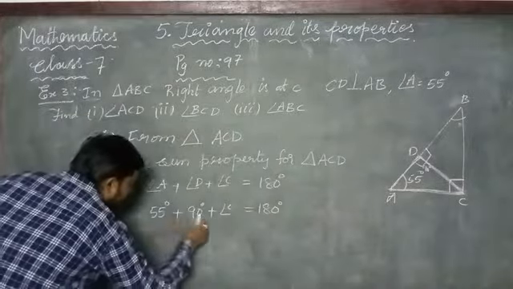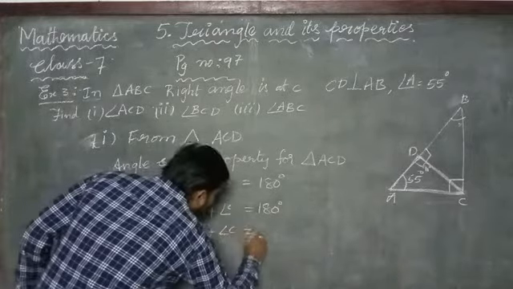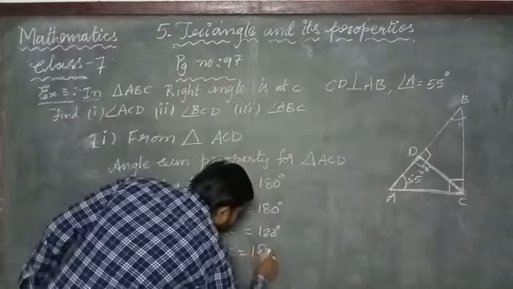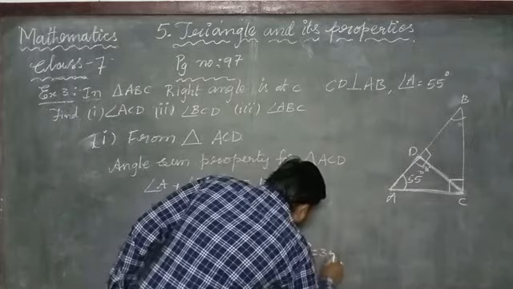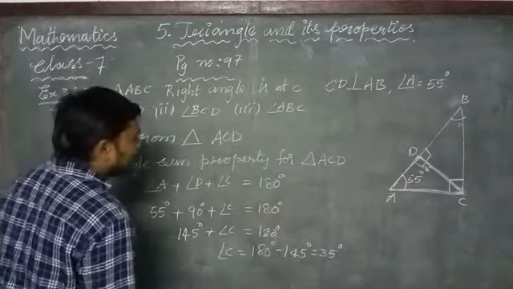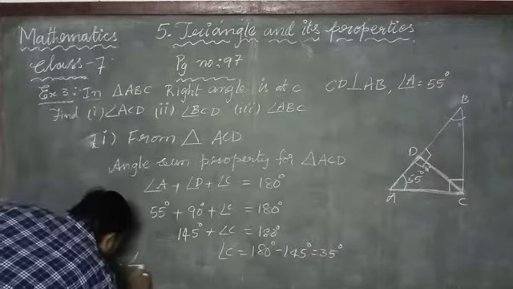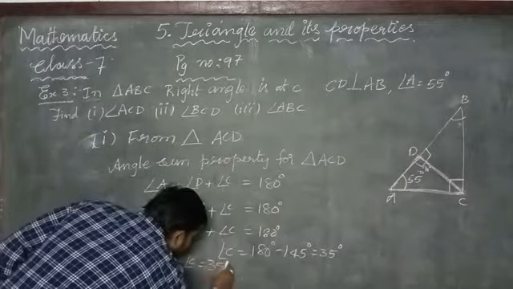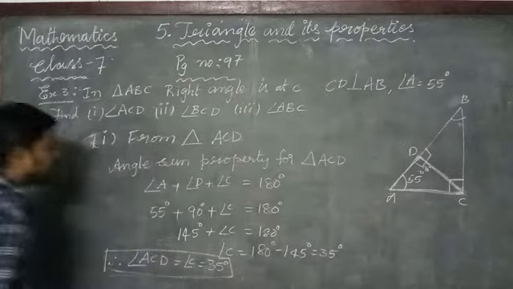55 plus 90, it means 145, plus angle C equals 180 degrees. Then angle C equals 180 degrees minus 145 degrees. It means it is showing 35 degrees. Here angle C equals 35 degrees. Then we can write angle ACD equals angle C equals 35 degrees. This is the solution for the first bit in this problem.